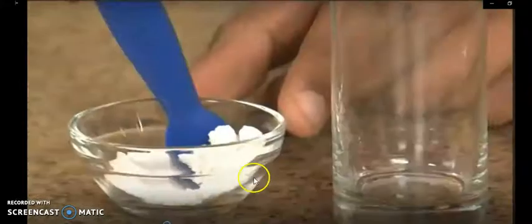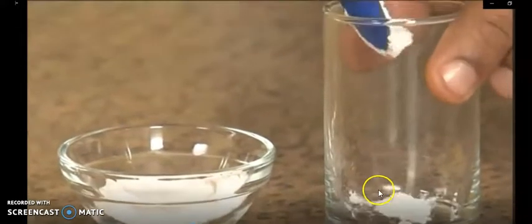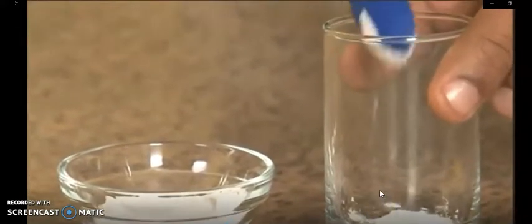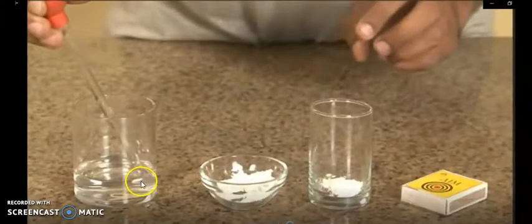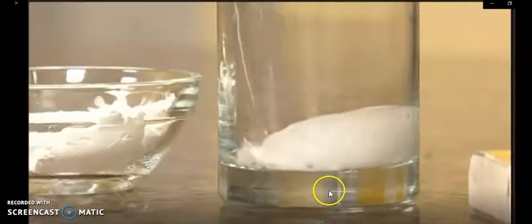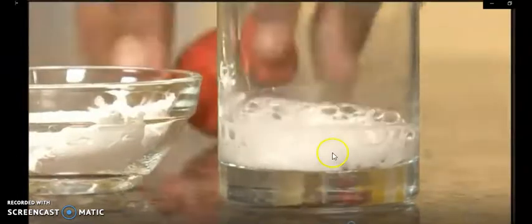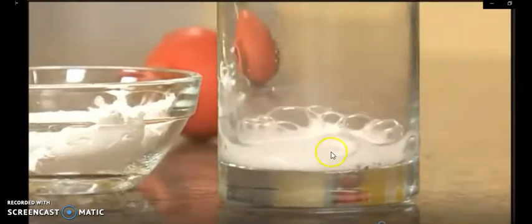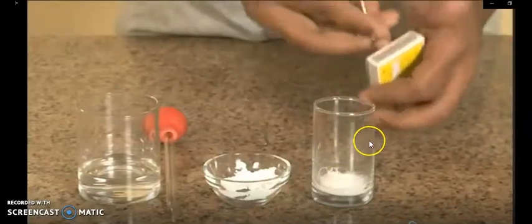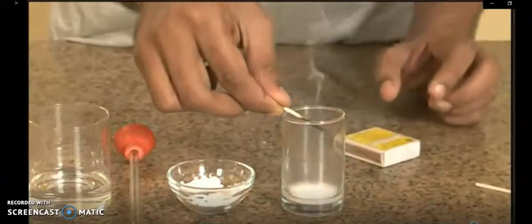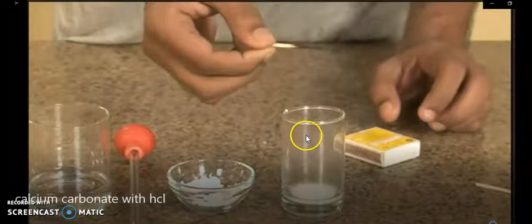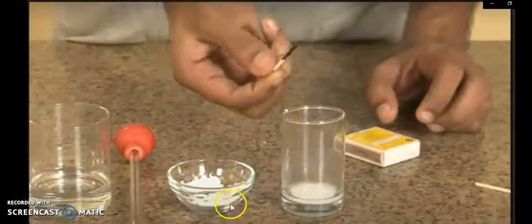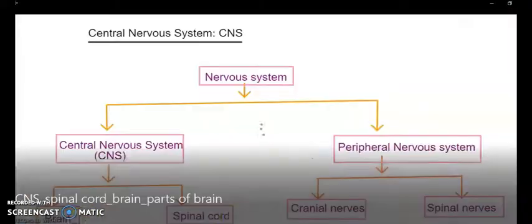So they're taking calcium carbonate powder in the beaker, one teaspoonful. Then they are adding the HCl using a nozzle. And they add it. So can you see the bubbles coming out? That means the gas is released. So we are going to detect it with a matchstick. So just observe what happens. So what happened? The matchstick stopped burning. That means, yes, the gas which is released is carbon dioxide.